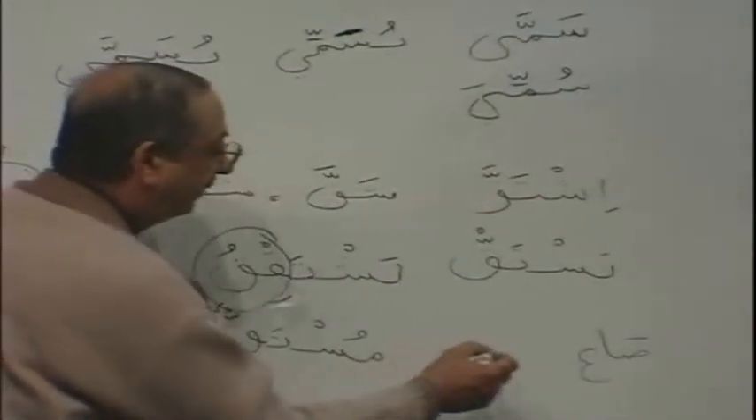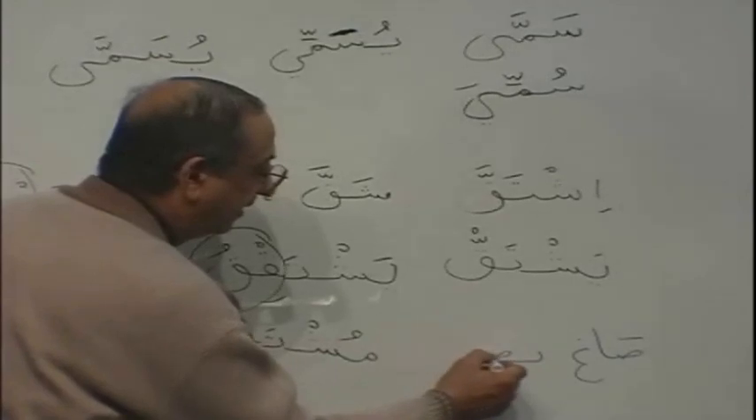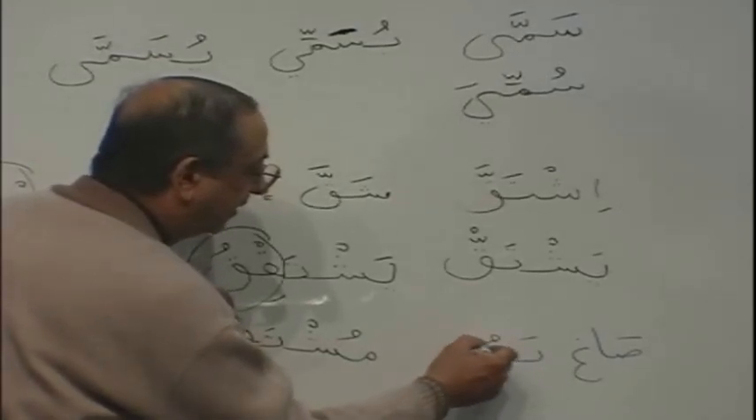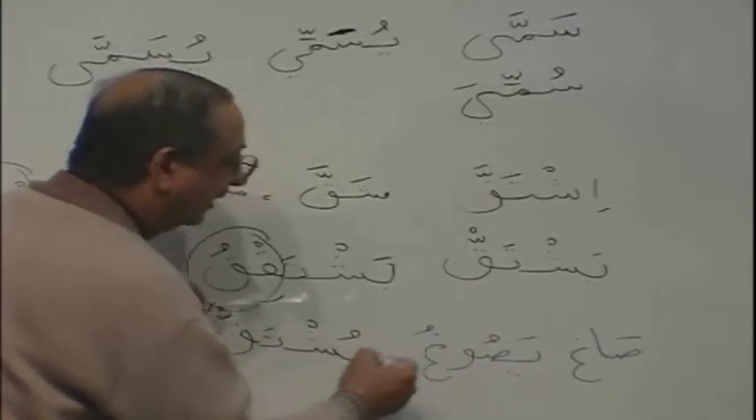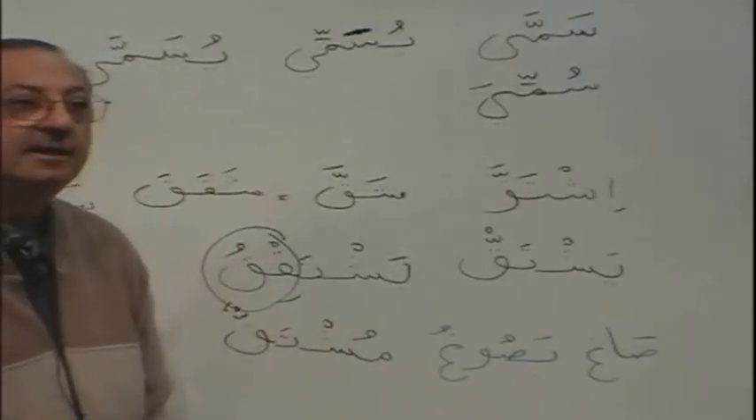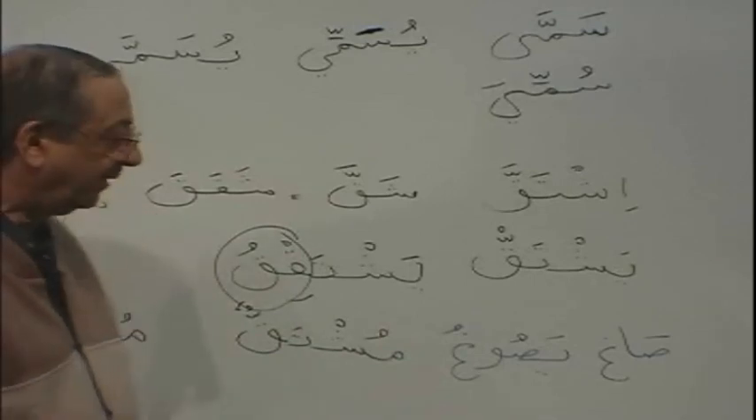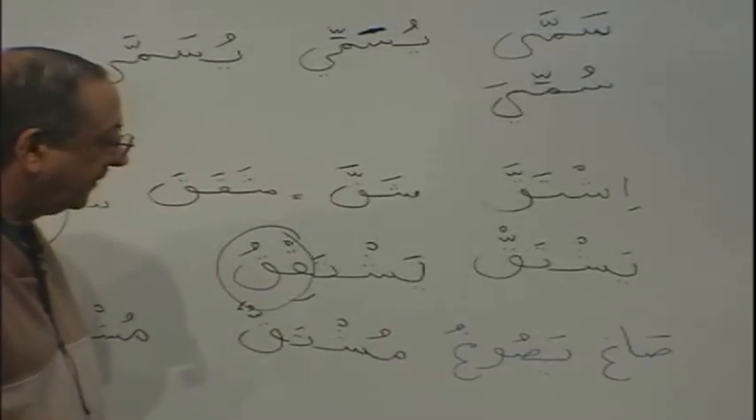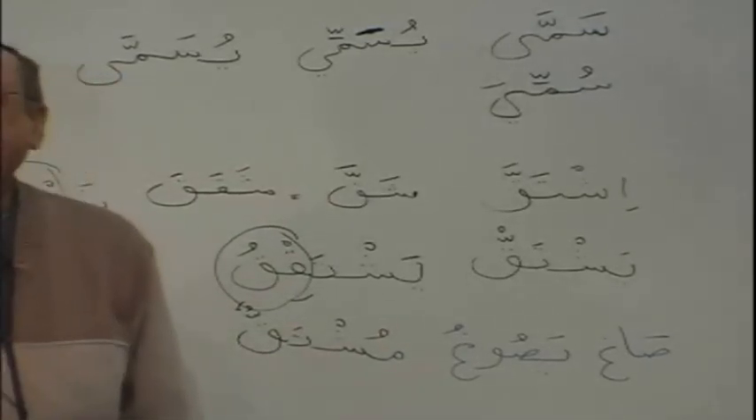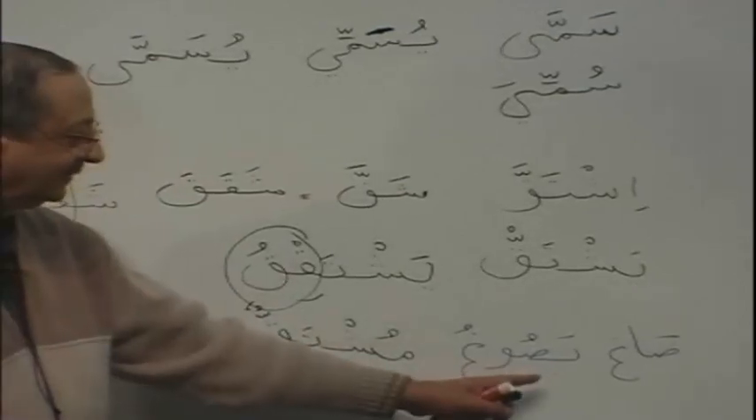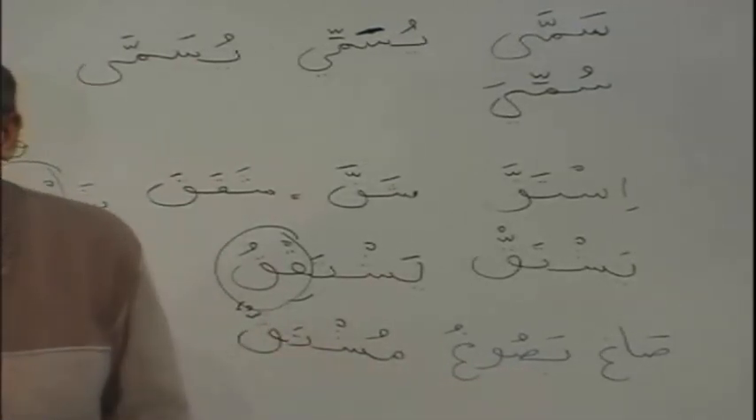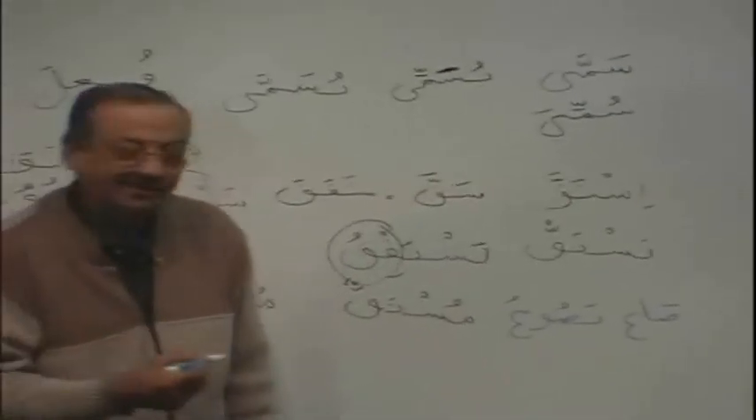Saga, ajwaf. What will be the mudari'? Yasugu, like qala yaqulu. Qala yaqulu. Very good. What will be the amr? What will be the amr? Sugh, like qul, sugh.